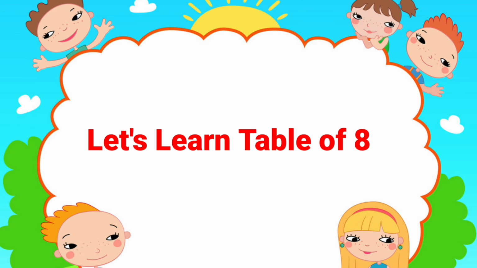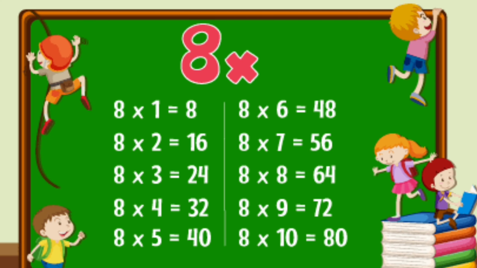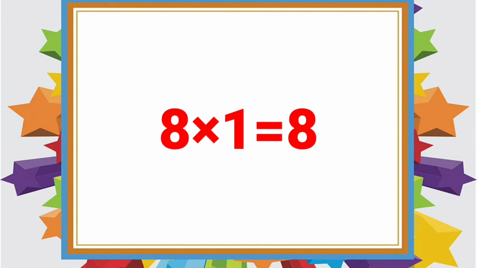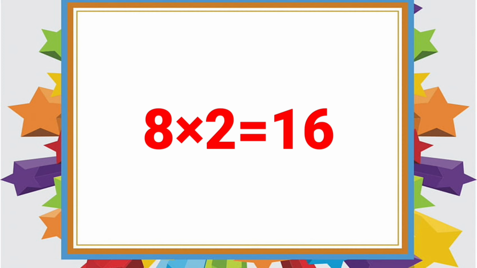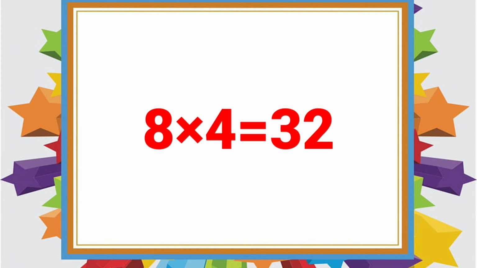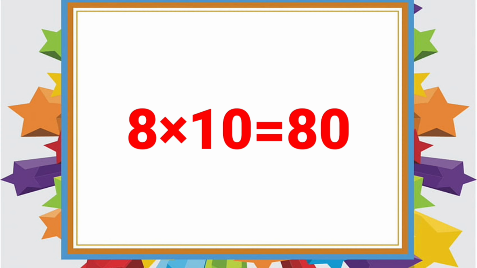Let's learn table of 8. 8 ones are 8. 8 twos are 16. 8 threes are 24. 8 fours are 32. 8 fives are 40. 8 sixes are 48. 8 sevens are 56. 8 eights are 64. 8 nines are 72. 8 tens are 80.